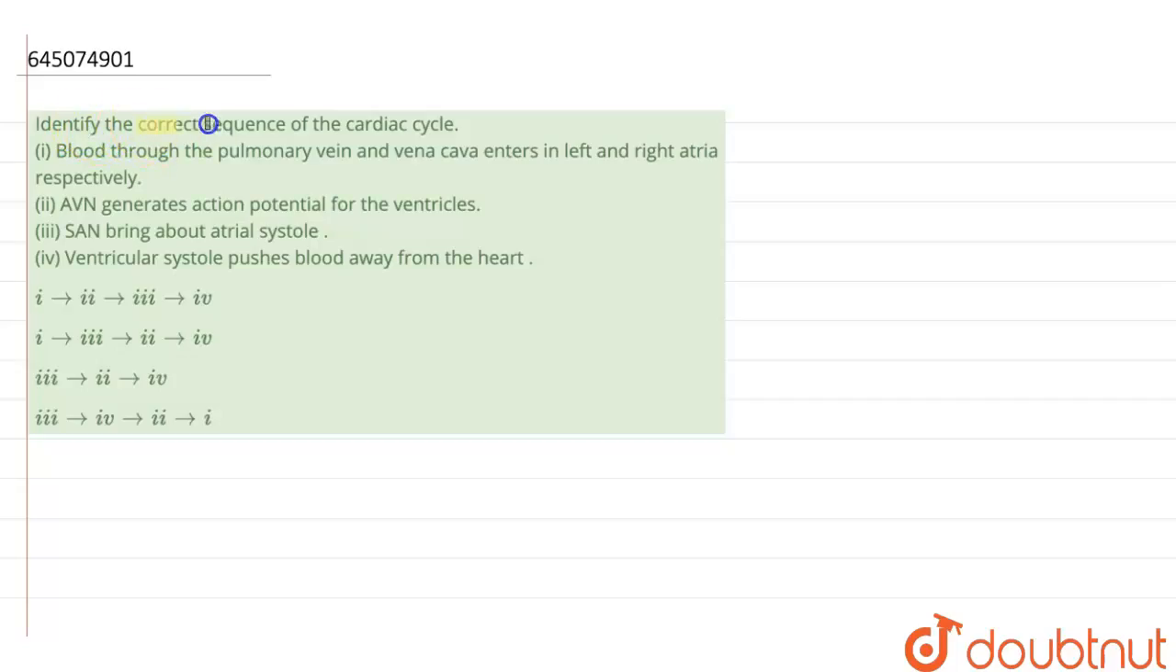Hello everyone, let's solve the question. Identify the correct sequence of the cardiac cycle. Now, initially in the cardiac cycle, all the four chambers of the heart, that is the two atria and the ventricles, are in the relaxed state, and this is called the joint diastole.